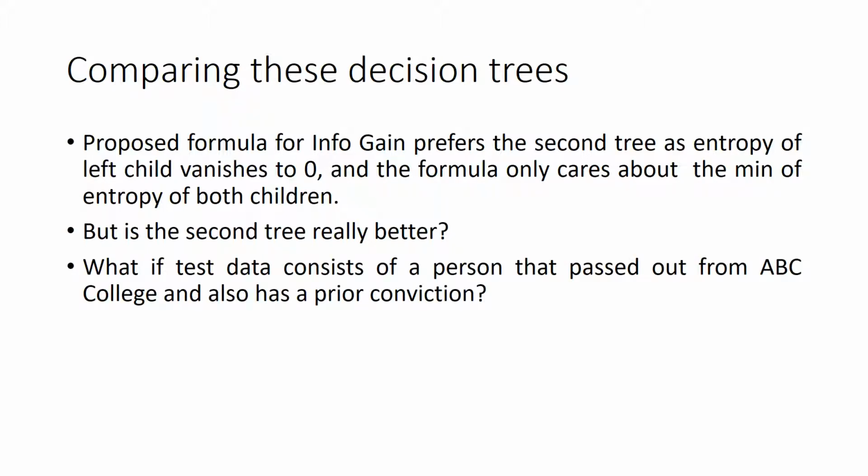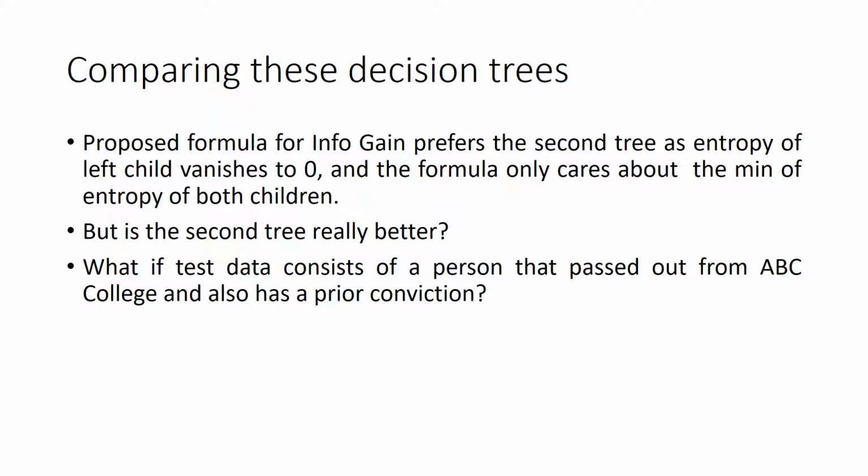So let's look at this particular case. Let's say there is a person in the test data set. You have a person that passed out from ABC college and also has a prior conviction. This is important. This person has graduated from ABC college, but that person also has a prior conviction. Let's see how tree 1 is going to respond to this person, and let's see how tree 2 is going to respond to this person.